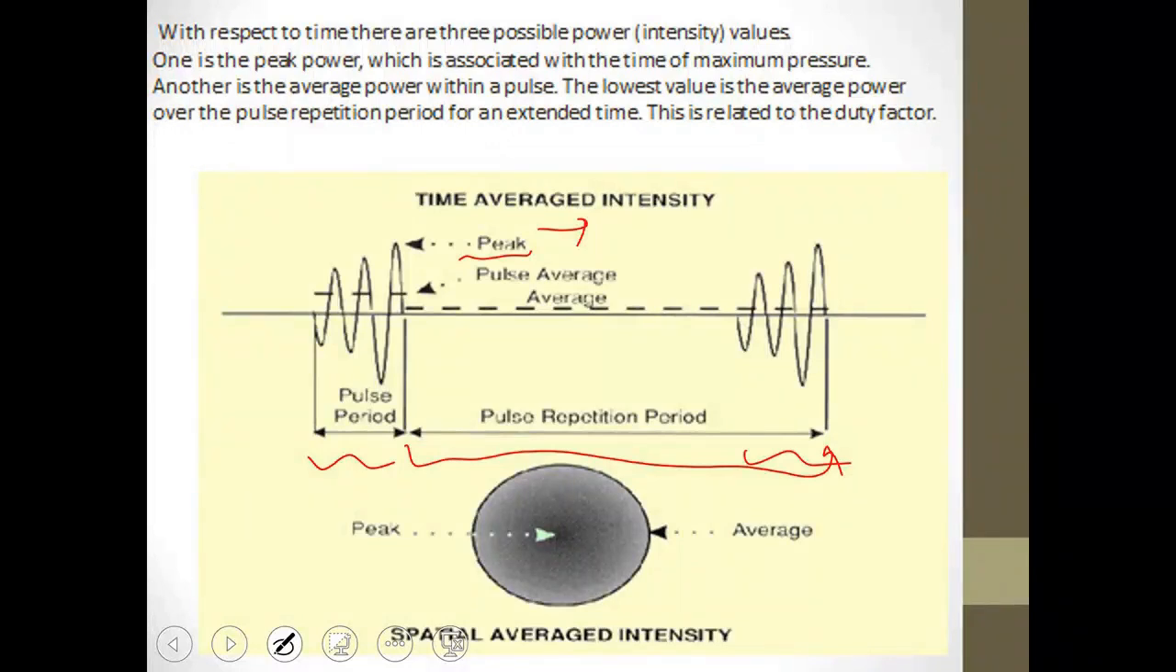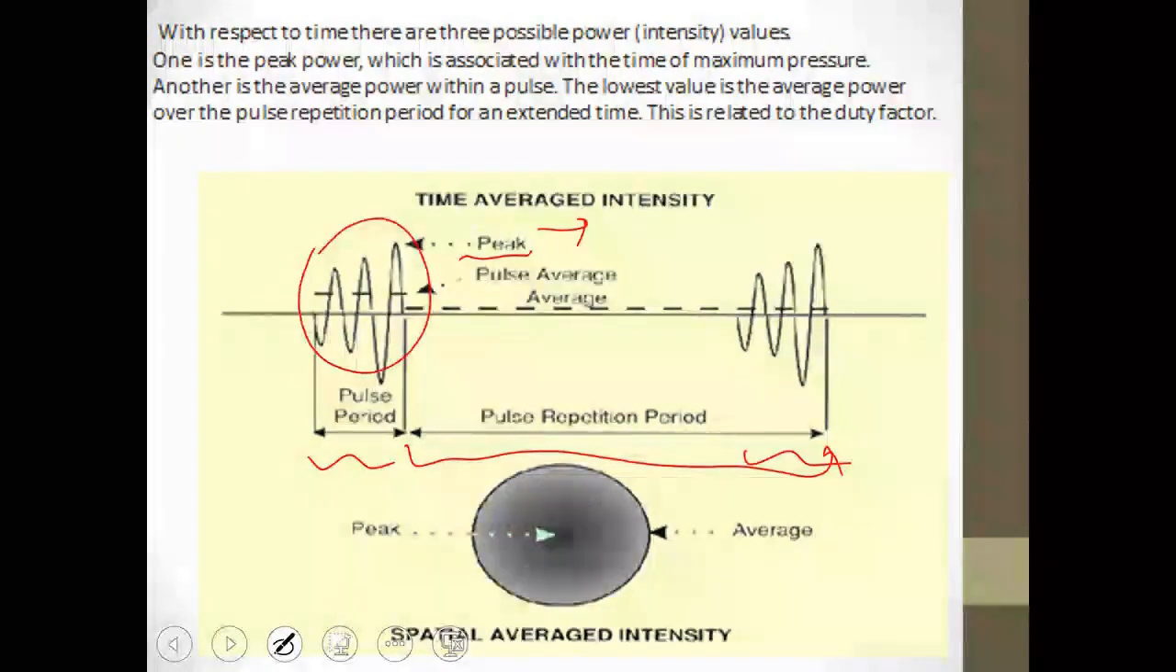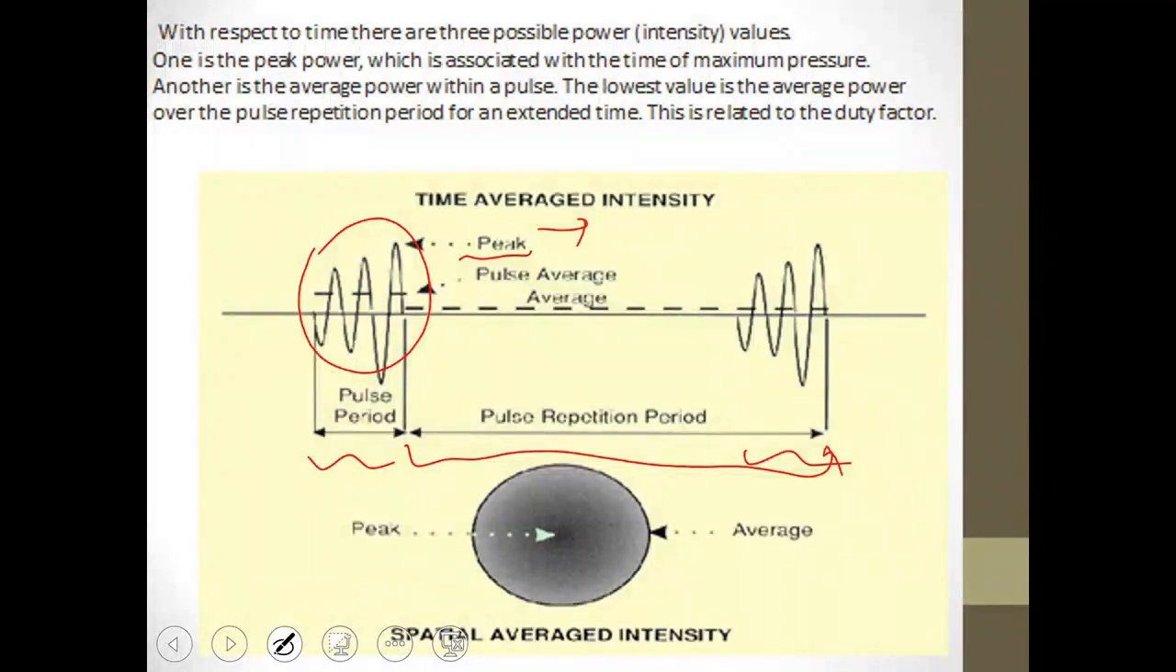Of course, there are three terms or three definitions: there is temporal average intensity, and there is pulse average. Pulse average refers to the average intensity within the pulse itself, while peak is the highest amplitude or highest energy present, or the highest intensity within the pulse. However, when you talk about temporal average intensity, this refers to the average value between the two pulses or between the pulse you are working on.